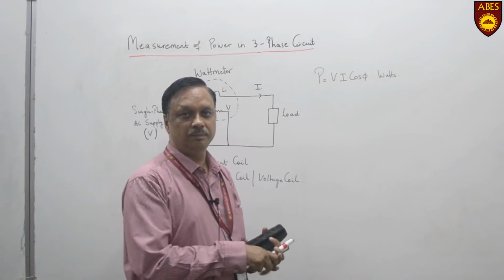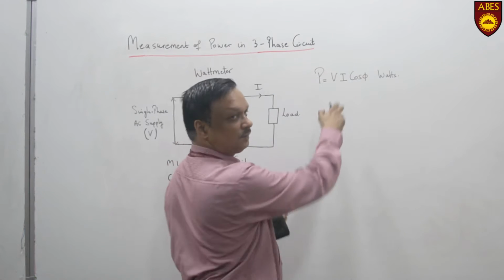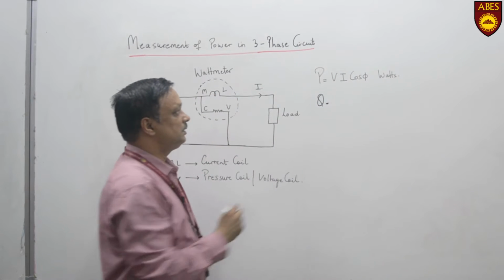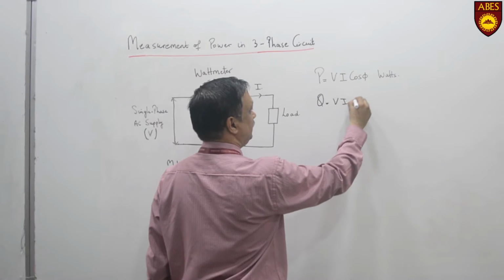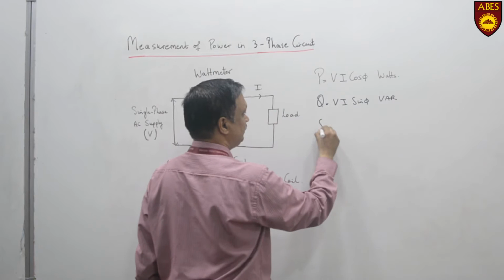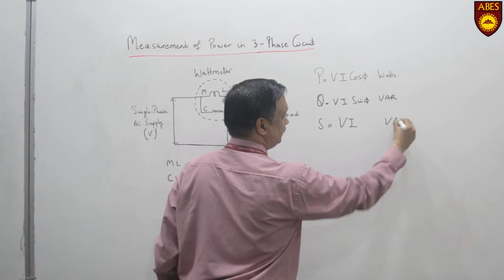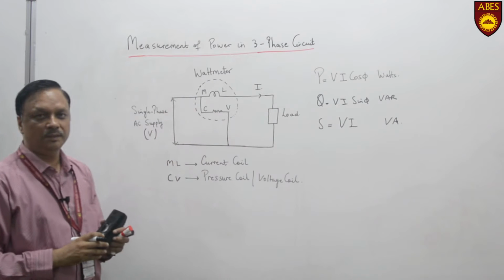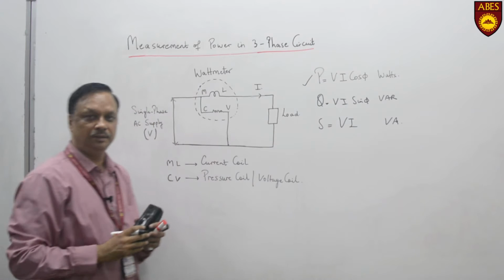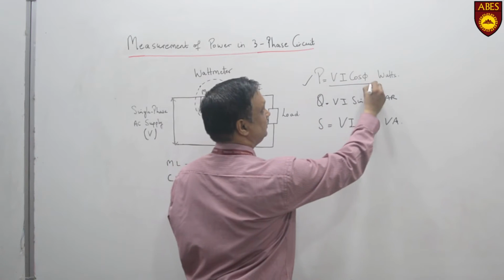First is active power, represented by capital P, that is VI cos phi. The second is reactive power, represented by VI sin phi, and the third is apparent power, that is V into I. Here we are talking about active power, where the formula is VI cos phi.